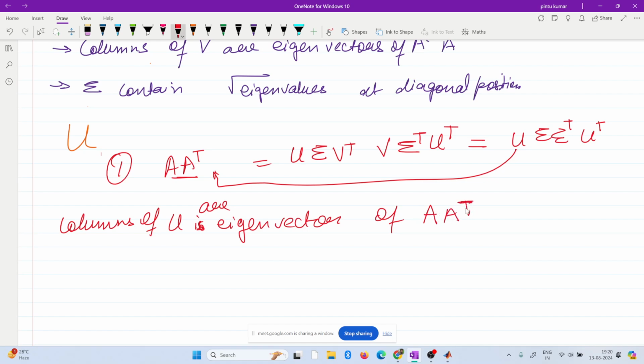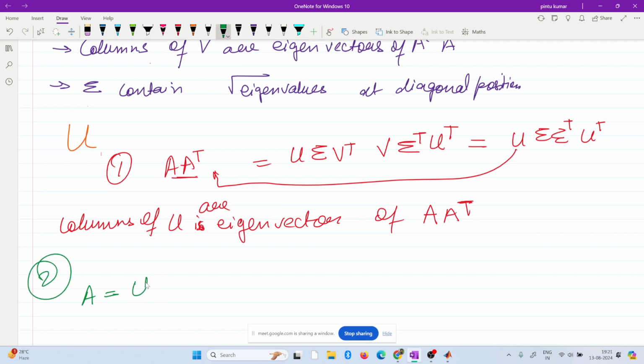One way is this: you first calculate A transpose A, then you find its eigenvalues and eigenvectors, and then you go for A transpose and find its eigenvalues and eigenvectors, right? And you can obtain the complete set. Another approach is this second approach, where you use this expression.